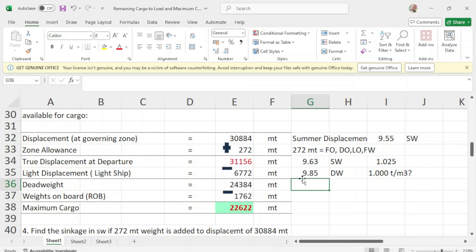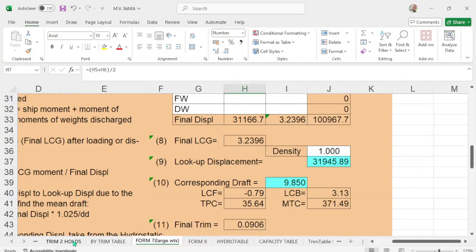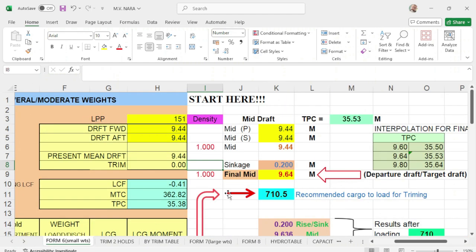Okay, this will be her departure drop. To displacement, this will be her departure drop, 9.85. Put here 9.85. That will be her departure drop of density 1.00.